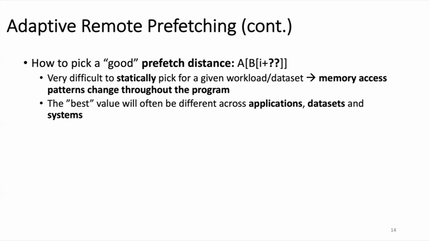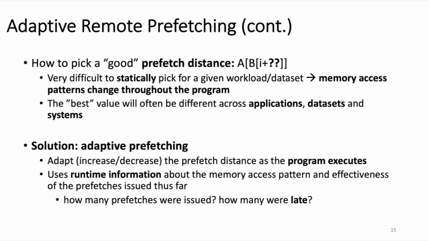Furthermore, if you were to run a different data set or a different workload, or even just run on a different system, your analysis that you did to pick this prefetch distance may change because of these different parameters that determine, for instance, things like the network latency, which determines how fast or how far ahead you should be prefetching. So picking this value offline is very difficult. It's a moving target. So our approach is to do this adaptively. So we're going to be increasing or decreasing the prefetch distance as the program is running.